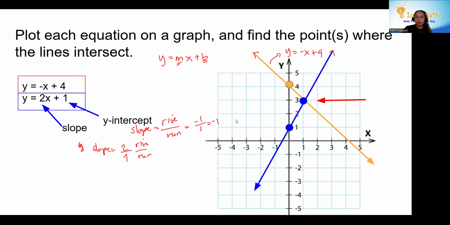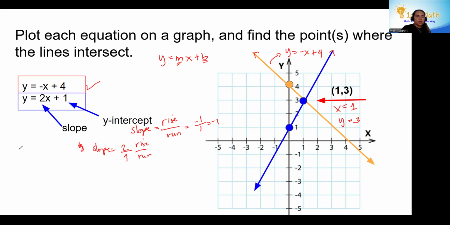Then locate the intersection of the two graphs. In this case, the intersection is at (1, 3). So the solution is x equals 1 and y equals 3. If you substitute x equals 1 and y equals 3, it will make the two equations true. This is how we solve a system of equations by graphing.